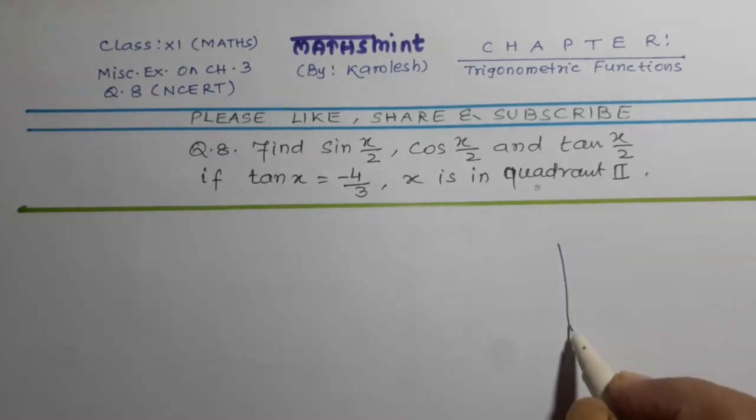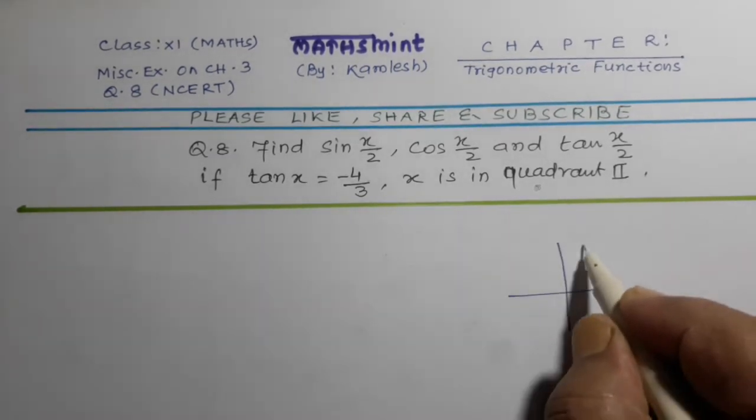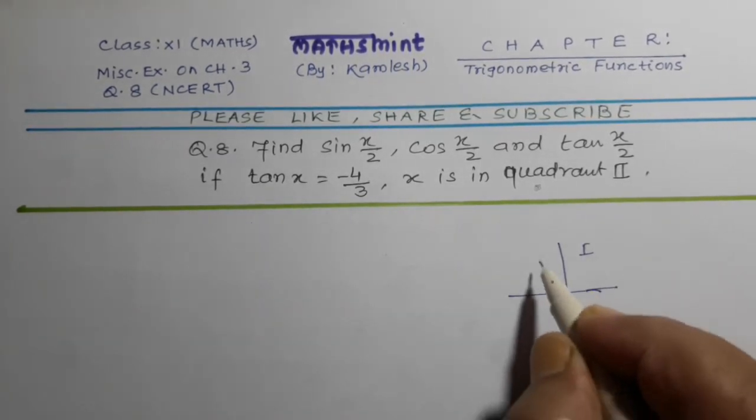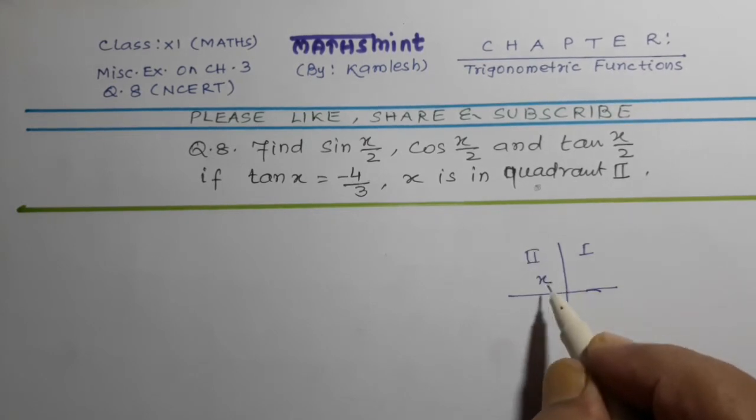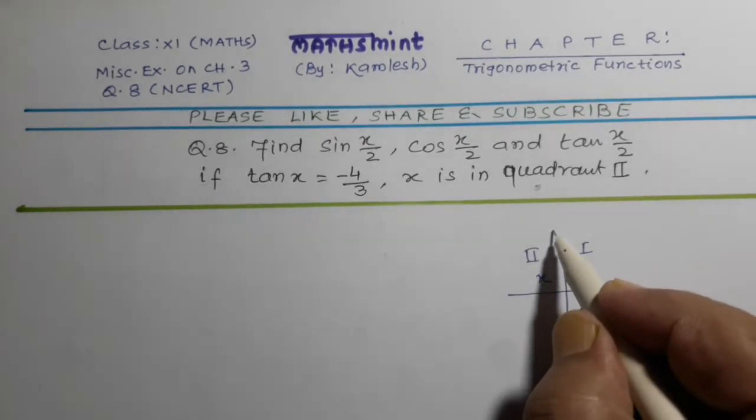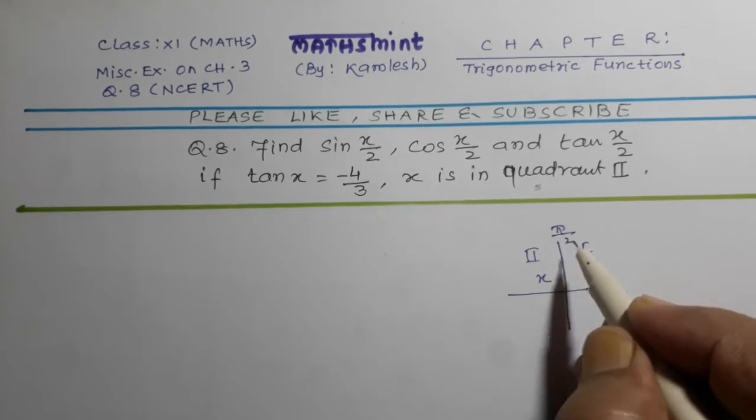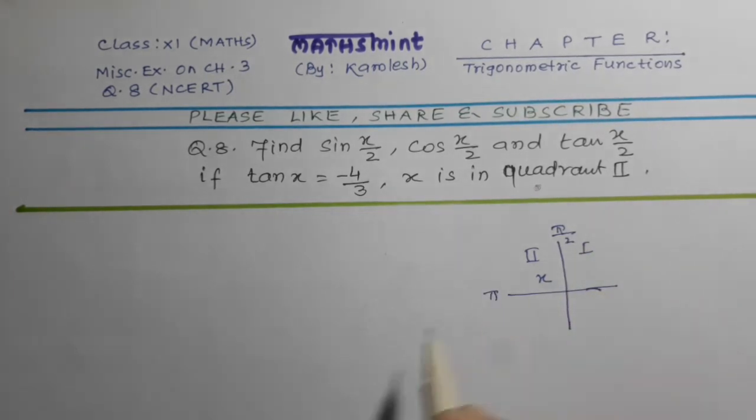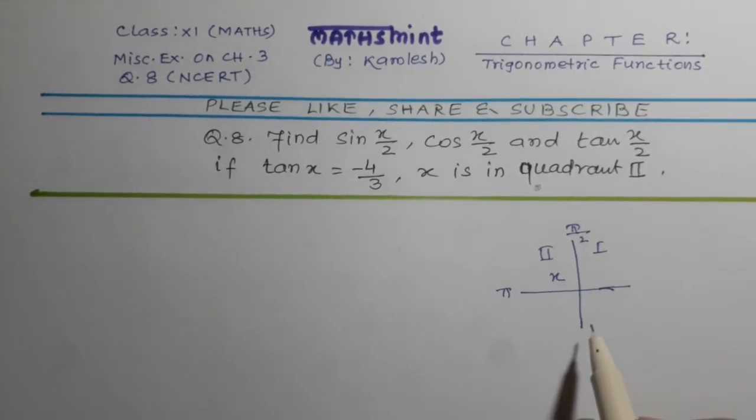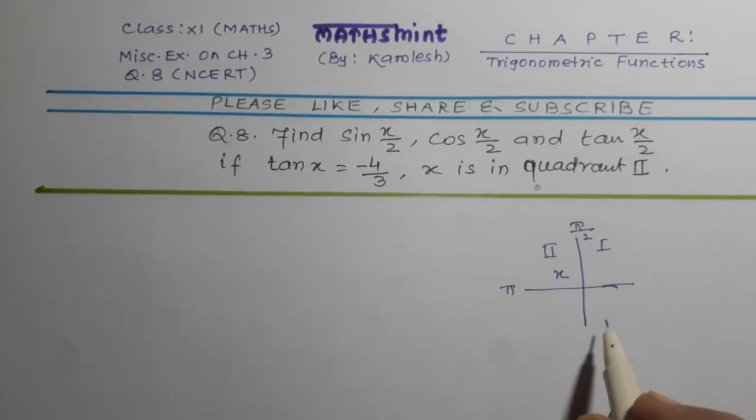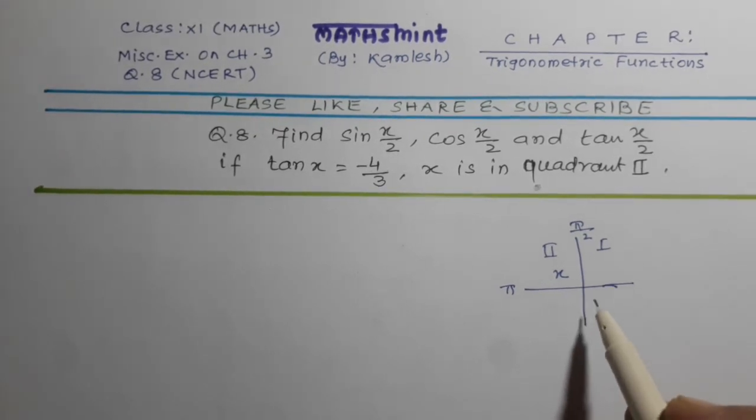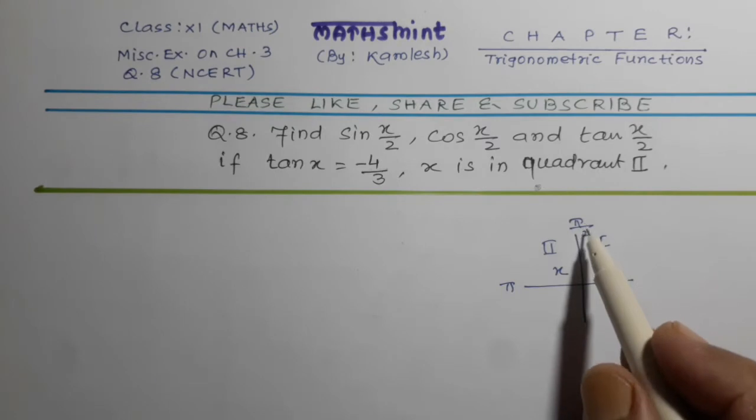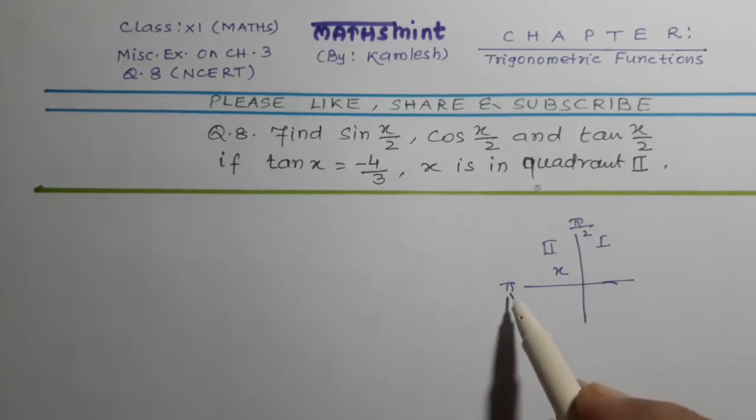So this is the position of x, this is first quadrant, this is second quadrant and x is lying here. So this position is pi by 2 and this position is pi. This we know from very beginning of this chapter. So we shall write here, we also find that x is greater than pi by 2 but smaller than pi, right?